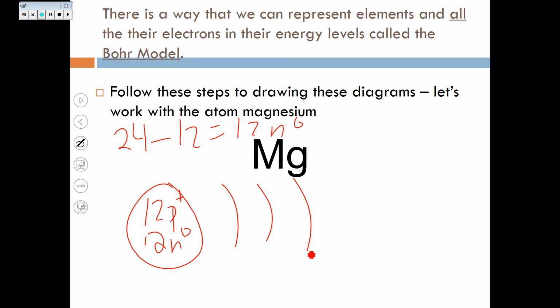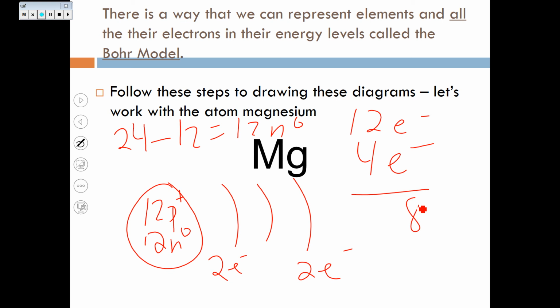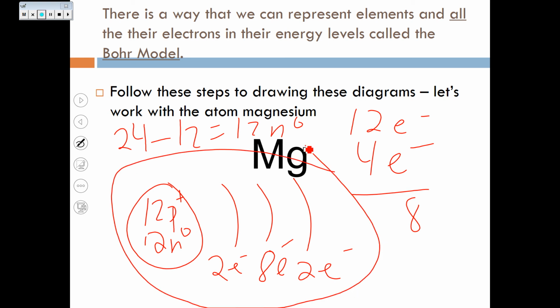Now we can fill in our electrons. The valence electrons go in first. It's in group 2, so it gets 2 electrons out here. Then we start from the inside out. We have 2 electrons there. 2 plus 2 gives me 4 electrons that I have. I need 12 though. So 12 minus 4 gives me 8. Those 8 go right there. So the Bohr model for magnesium looks like this.